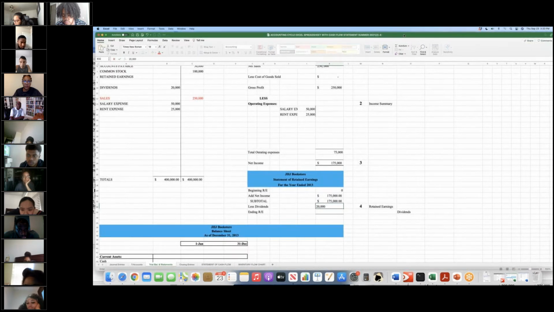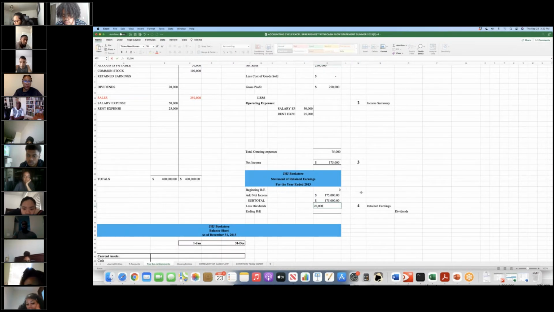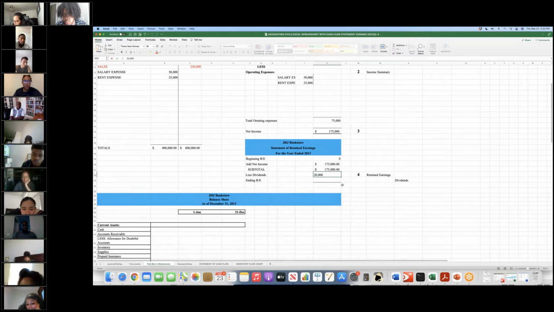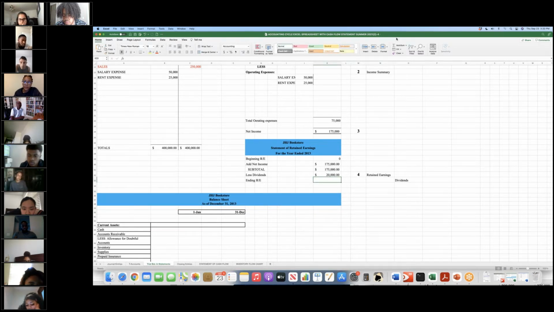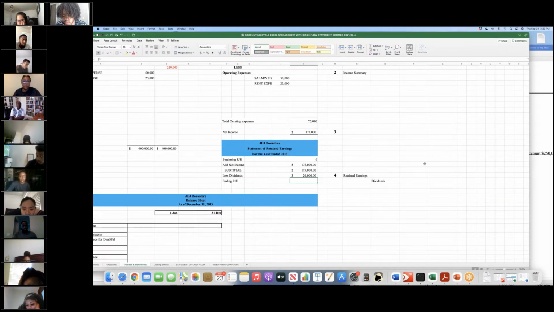So we're doing that, but we're looking at where these items come from. It's 20,000. So our ending retained earnings is going to be what? 155. So we earned 175,000, but we paid dividends to the owners of 20, and so the ending retained earnings is 155,000.